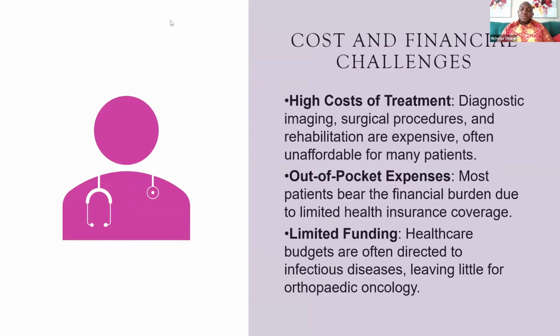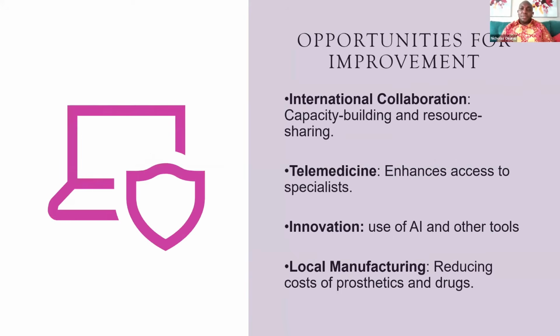There's also a cost aspect, which is, I think, the biggest element that we need to solve. If you look at doing a limb salvage surgery even just in the Kenyan setting, the minimum it would cost is about $10,000. And the majority of our patients are spending this money out of pocket with limited funding sources. So cost and financial challenges is actually probably the biggest barrier to setting up this kind of service.